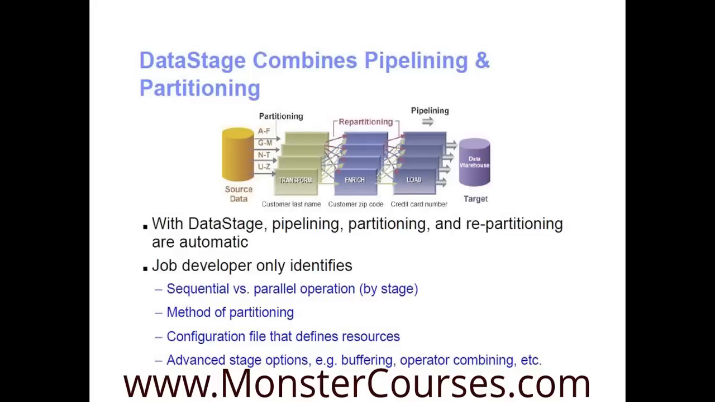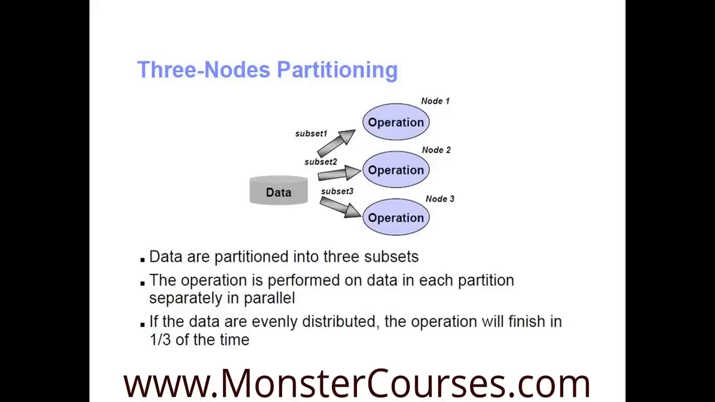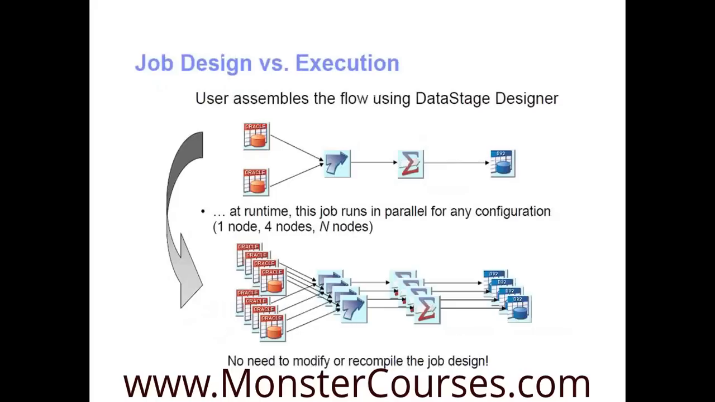But if he doesn't know which partitioning we need to use, we have a partitioning mechanism called auto. Auto is nothing but the DataStage engine automatically selecting the optimal partitioning algorithm based upon the stage and the volume of the data. So we need not be scared about this partitioning. It's part of the node. You got this node concept, right? Yeah. Okay, fine.